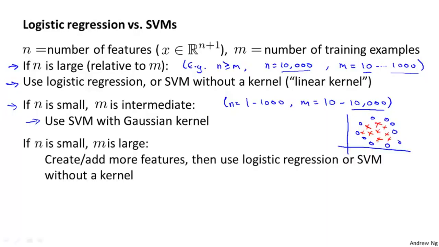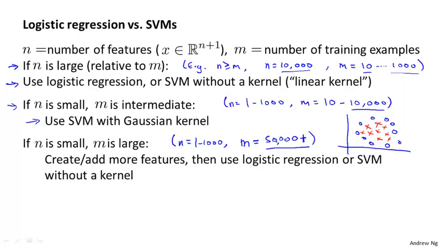One third setting that's of interest is if n is small, but m is large. So if n is, again, maybe 1 to 1,000, could be larger, but if m is maybe 50,000 and greater to millions, so 50,000, 100,000, a million, 2 million, you can have very, very large training set sizes.